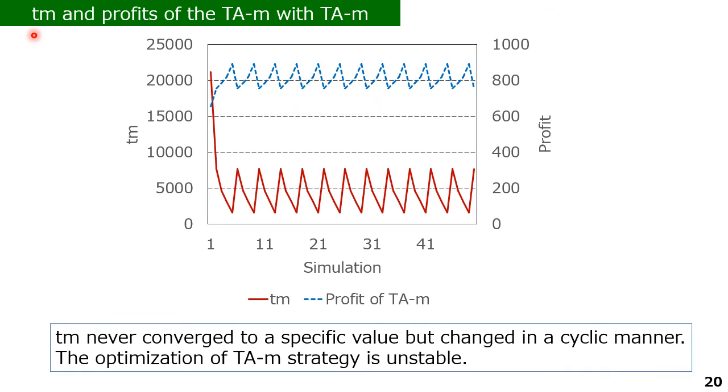This figure shows the TM for a number of simulation runs and the profits of TAM. TM never converged to a specific value but changes in a cyclic manner, oscillating. The optimization of the TAM strategy is unstable.